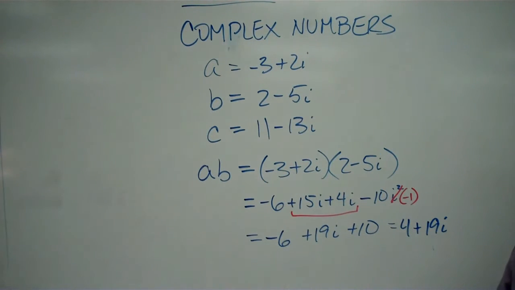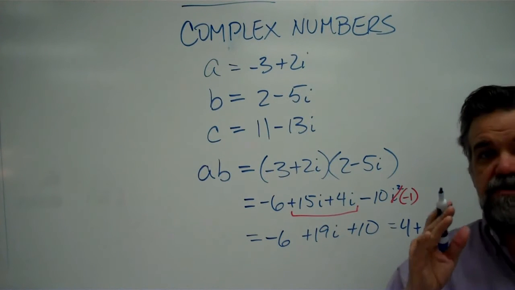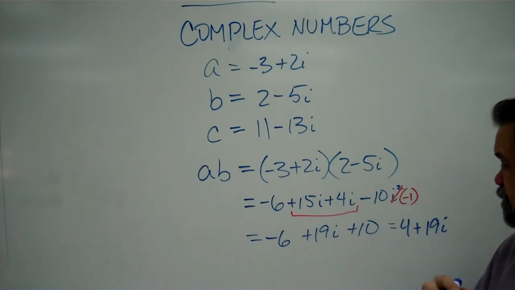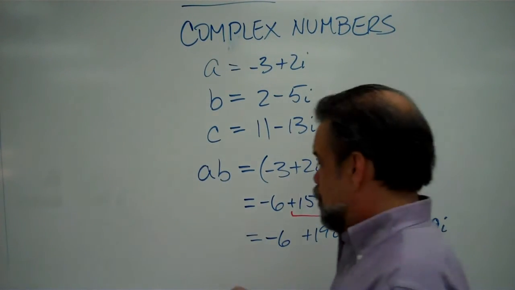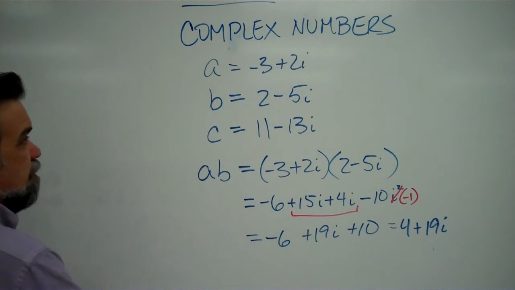Okay? Again, fairly straightforward. It's just like multiplying binomials, only you actually combine these two terms as well, because this i squared turns out to be a real number. And again, please notice that your answer is always written in the form of real part plus imaginary part.